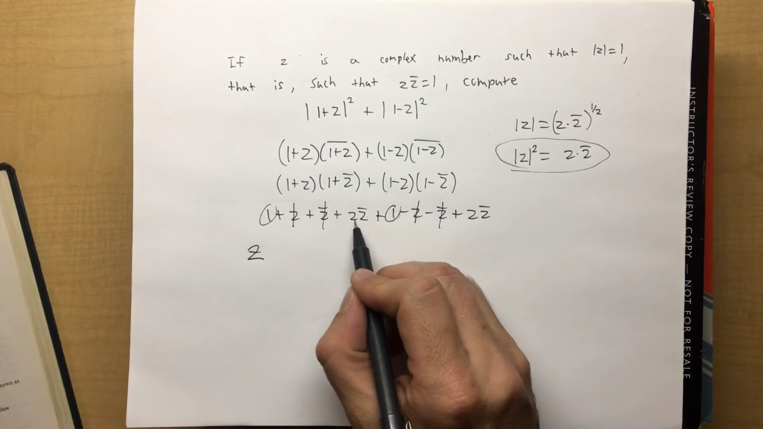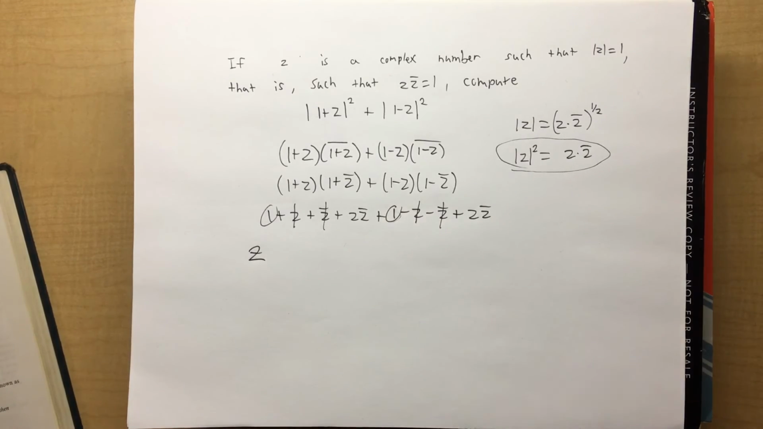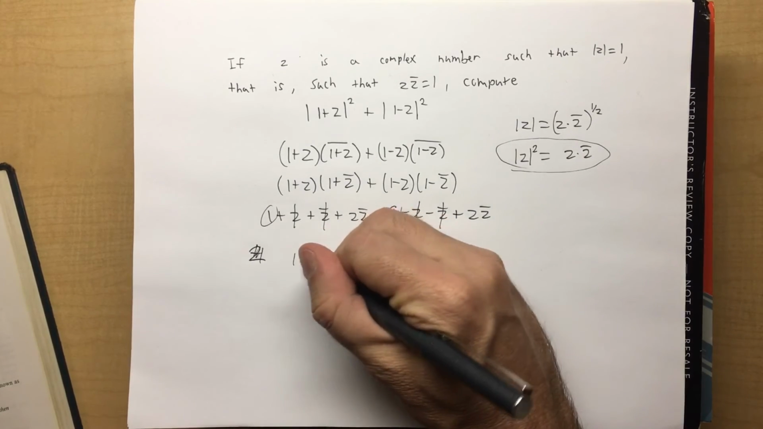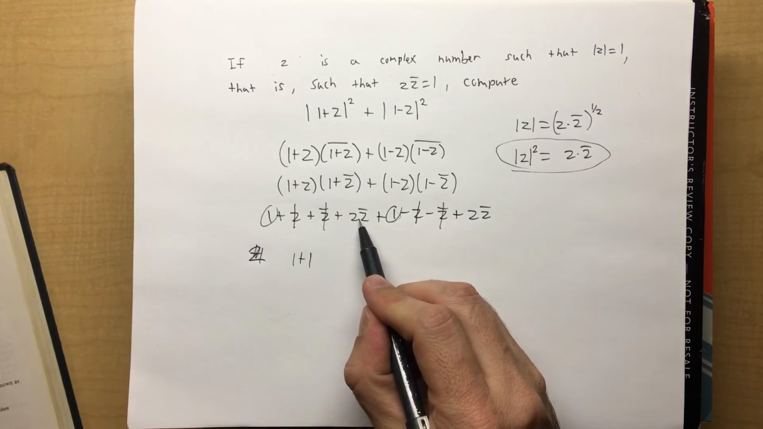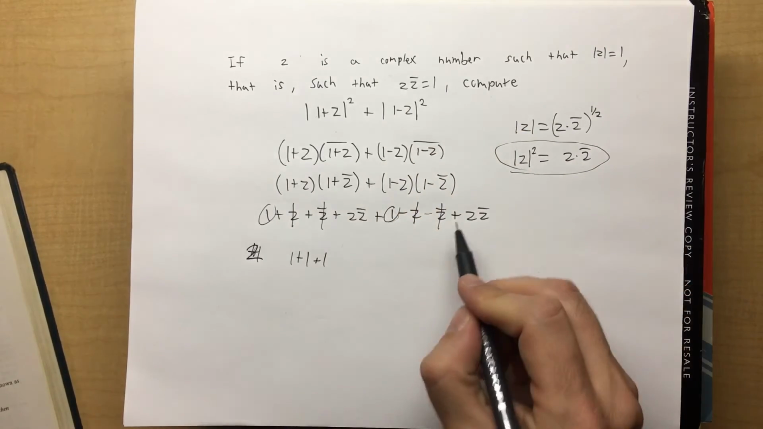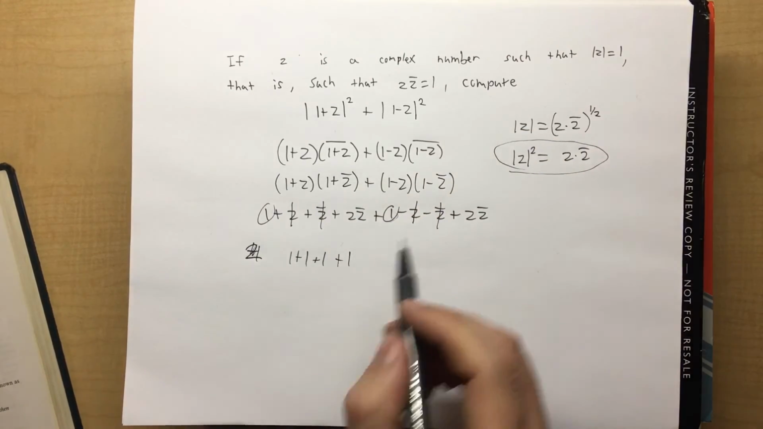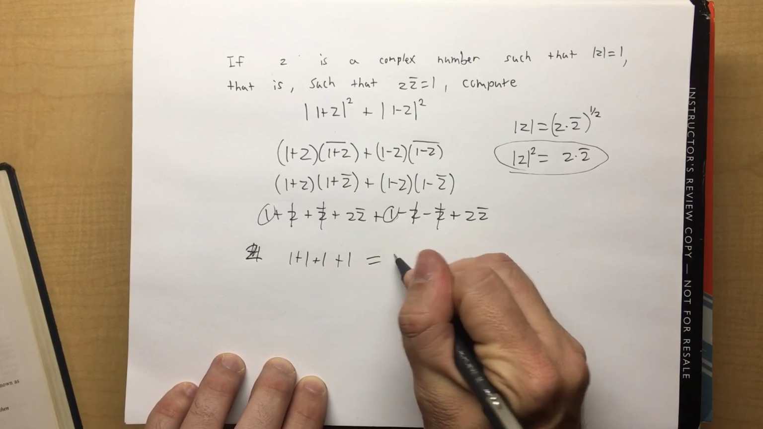And then we get z times, actually I'm just going to leave it 1 plus 1. And then z times z conjugate, well, we know what that is, that's 1. Add all this together and we get 4.